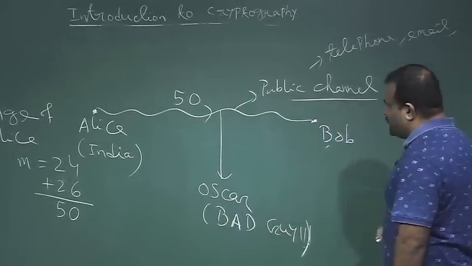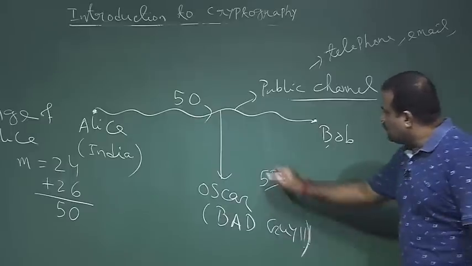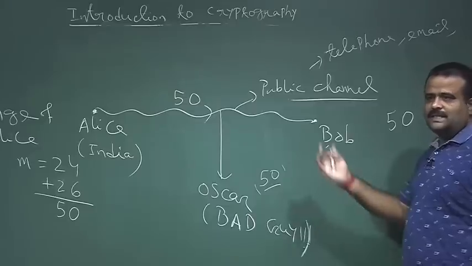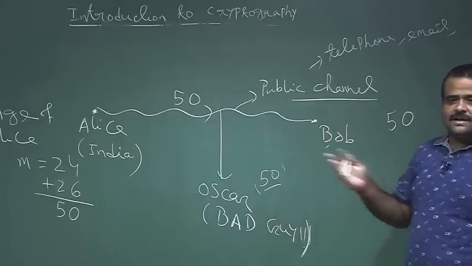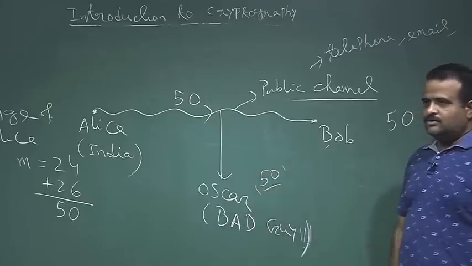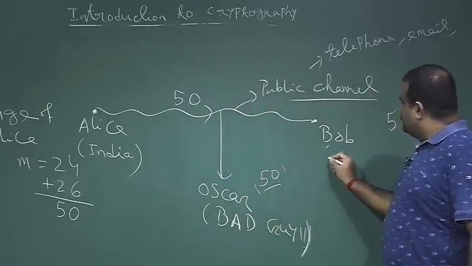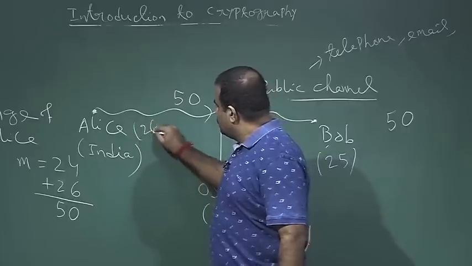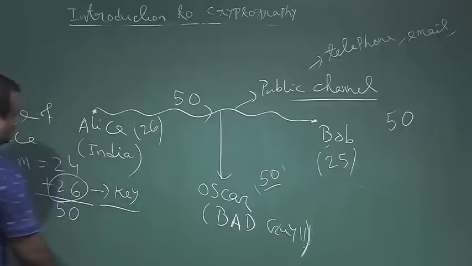Oscar is also receiving 50. Oscar will assume Alice's age is 50, but Bob knows that Alice did something. Oscar may also know that Alice added something, but how much Alice added, Oscar will not have that information. That number, 26, is shared only between Alice and Bob. This is called the key, or the secret key, which is shared between Alice and Bob.